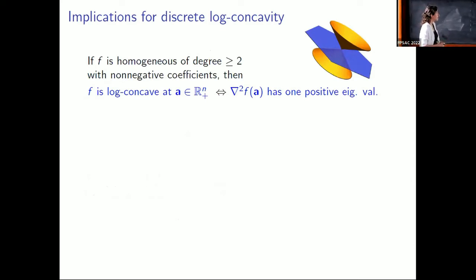So this is just summing up what we had before. If we have a homogeneous polynomial of degree at least 2 with non-negative coefficients, then being log concave at some point is the same as the Hessian at that point having at most one positive eigenvalue.